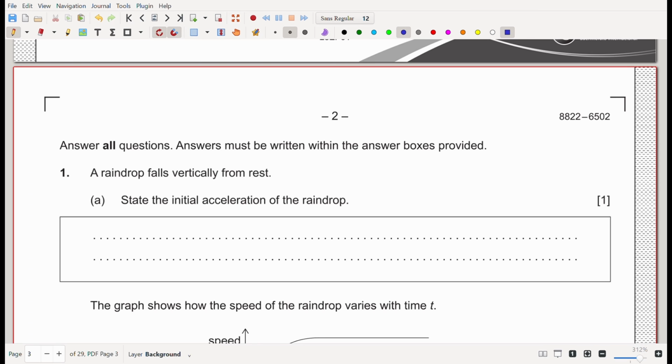Hello there guys, today we are going to be solving IB Physics HL Paper 2. Let's jump right in, shall we?